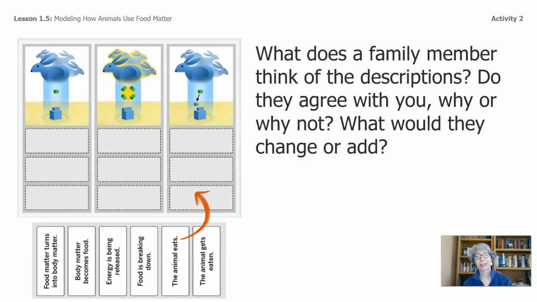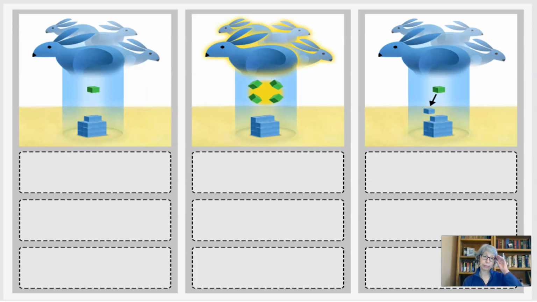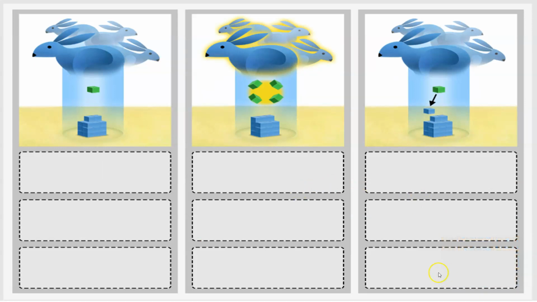Okay, we're back. What does a family member think of the way you arranged these different cards? Do they agree with you? Why or why not? What would they change, or what would they add? Did you add anything? Let's take a look. Let's start with the first column.